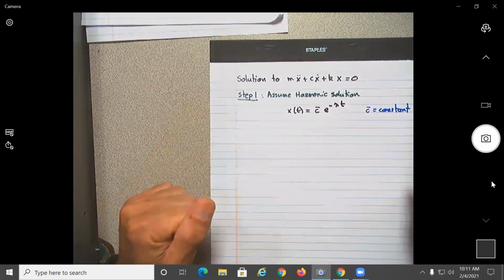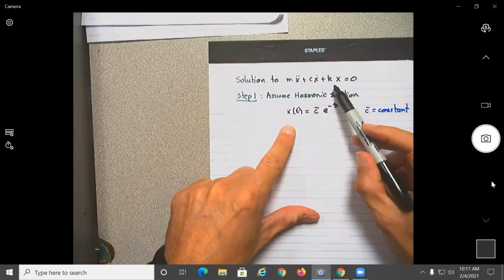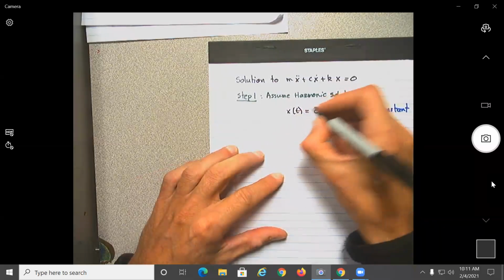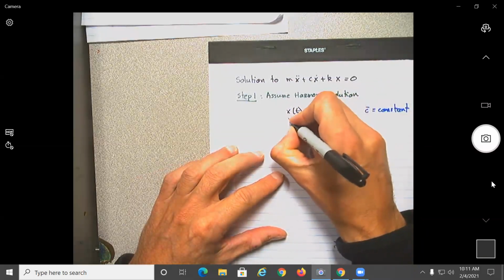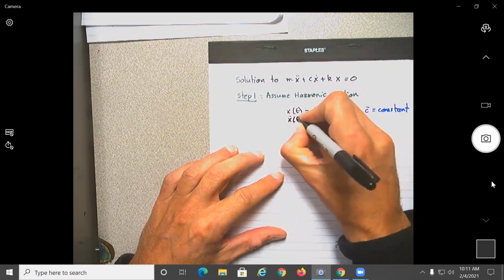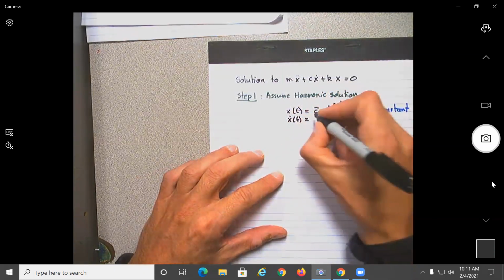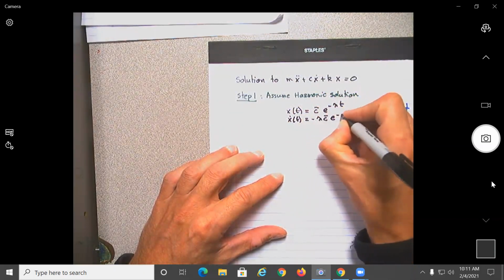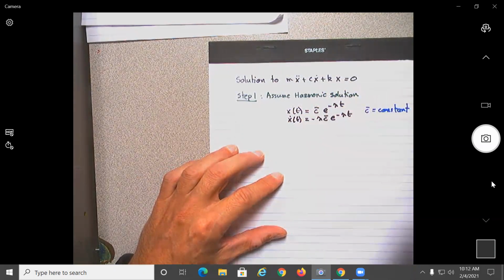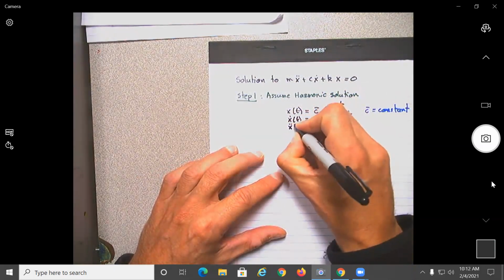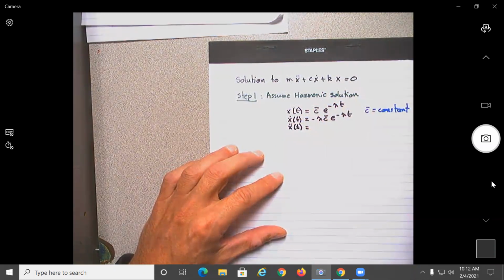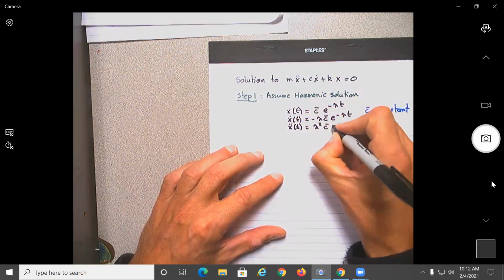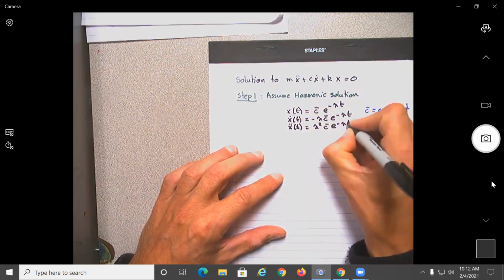Okay, so now that we assume the harmonic solution, what do we need to replace over here? We need to replace x, but also we're going to have x dot and x double dot. So let's see, what will be x dot? X dot of t will be equal to minus lambda C bar exponential of minus lambda t. And what will be x double dot of t? It will be equal to lambda squared C bar exponential of minus lambda t.